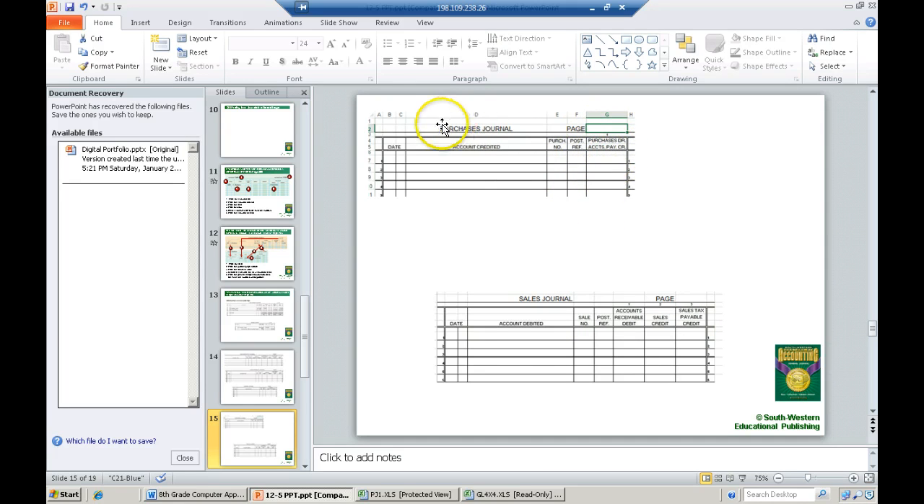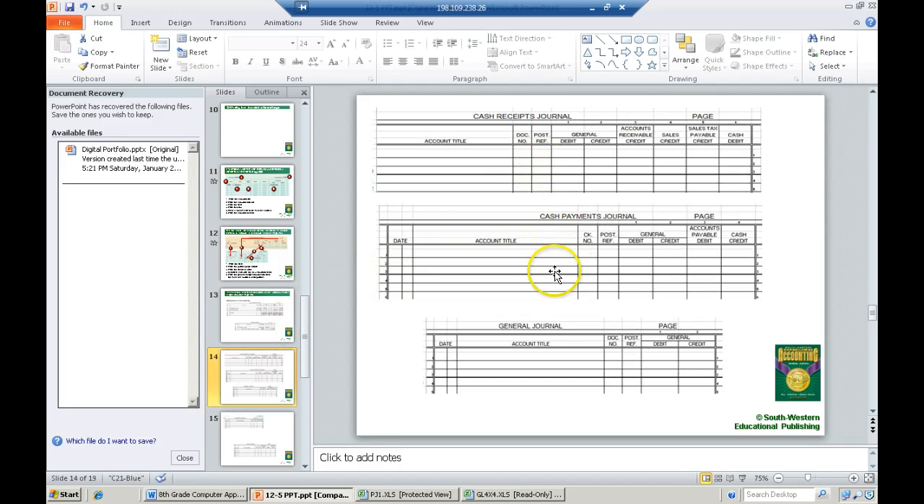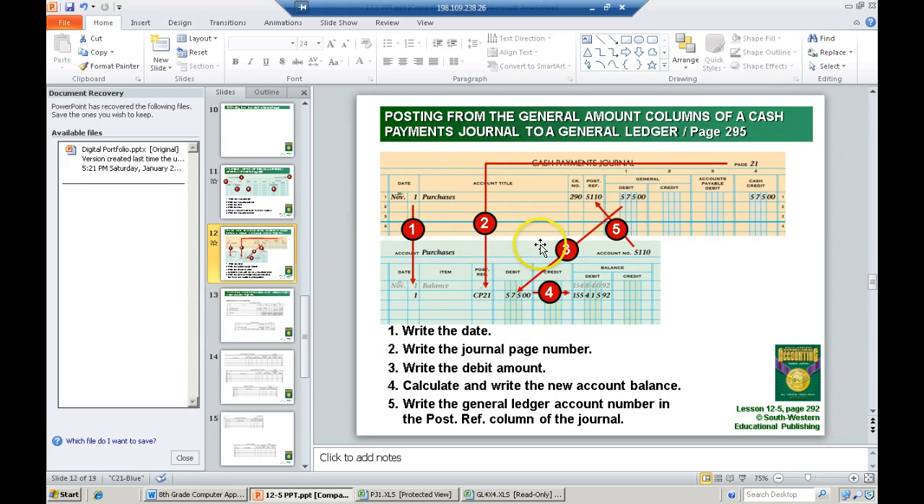Only when we purchase merchandise on account is it recorded in the purchases journal. And whenever we sell merchandise to our customers on account, it's only going to be recorded in the sales journal. So only these accounts are affected: accounts receivable, sales, and sales tax. Anything else, these other three journals carry a general debit and credit column.